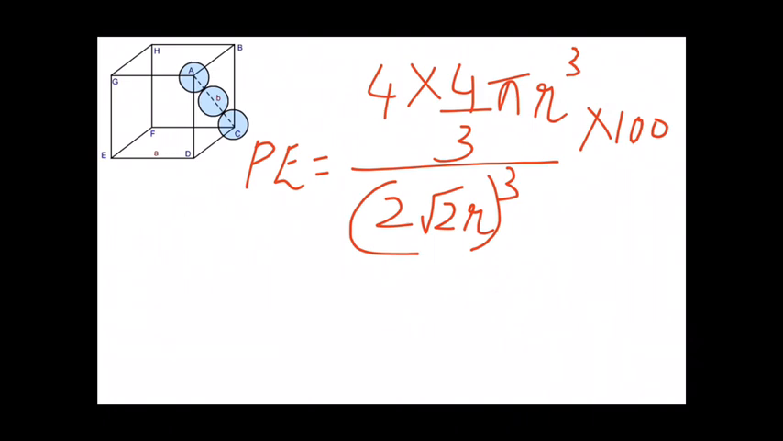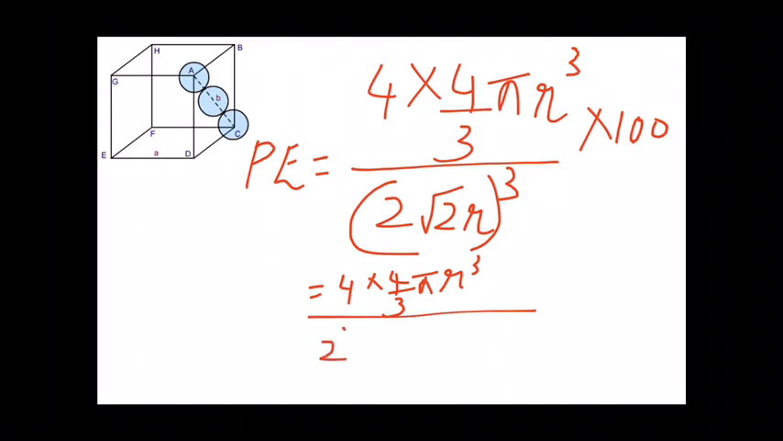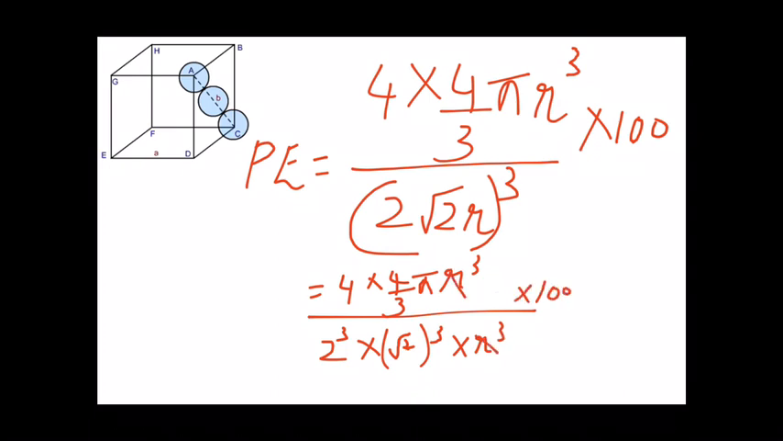So if we expand it, we get 4 into 4 by 3 pi r cube divided by 2 cube into root 2 cube into r cube, into 100. So this r cube and r cube get cancelled. Applying the value of pi as 3.14, we get it as 74%. So the packing efficiency of hexagonal close packing and cubic close packing with face-centered unit cell is equal to 74%. Now let's calculate the packing efficiency of a body-centered cubic structure.